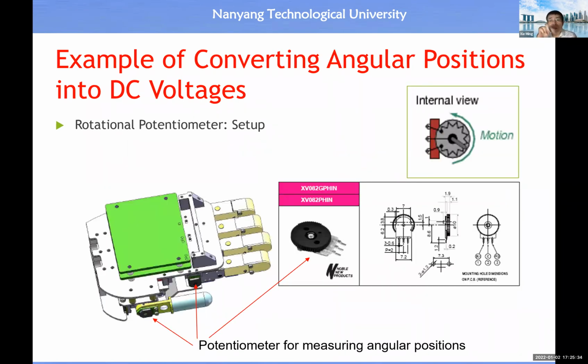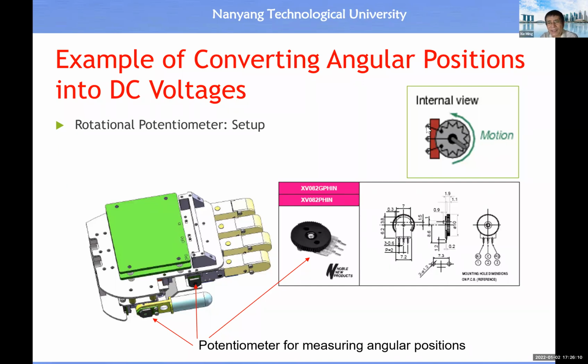Then how about rotary motion? We also have a rotary potentiometer, or resistor. The typical application is shown here. For example, when you design a human-sized robotic hand, there are many degrees of freedom inside. Therefore, you cannot afford to use a big sensor to measure position. Then we may have this small-sized potentiometer. Inside here, you will see there's a wiper, and the wiper will undergo rotary motion.